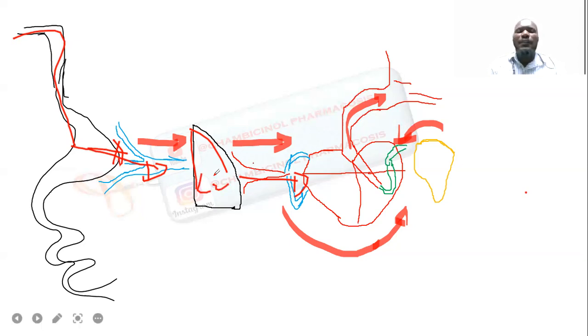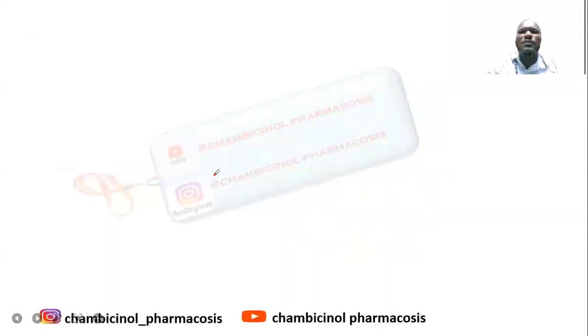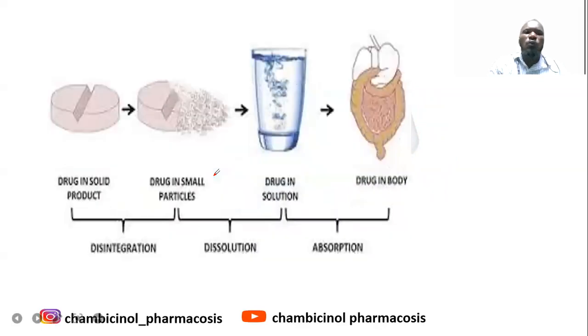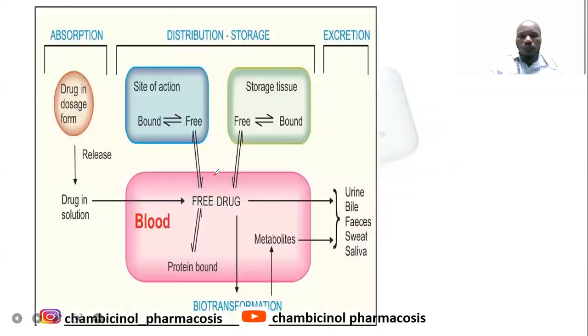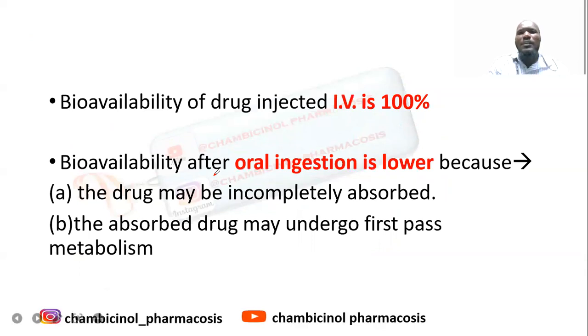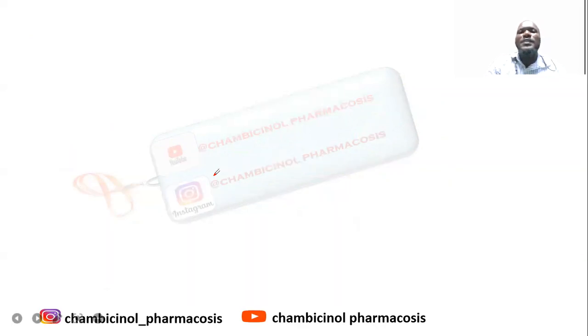So you can find that for those drugs that undergo extensive first pass metabolism, the amount of the drug reaching the systemic circulation is very, very small. So for that, you have to opt for another route of drug administration rather than the oral route. So in the case of IV, it is 100% bioavailability, but for the oral route, the bioavailability will not be 100%. There are two factors: incomplete absorption and the first pass metabolism occurring in the liver.